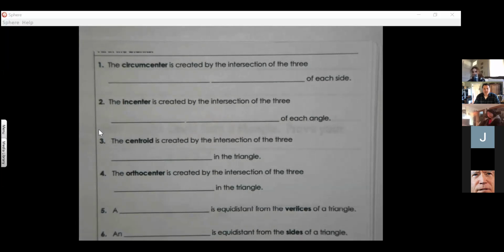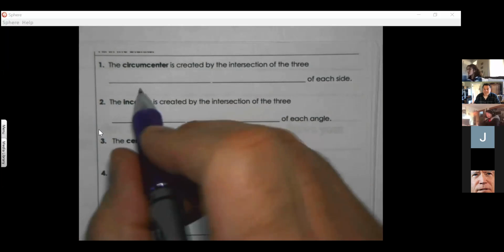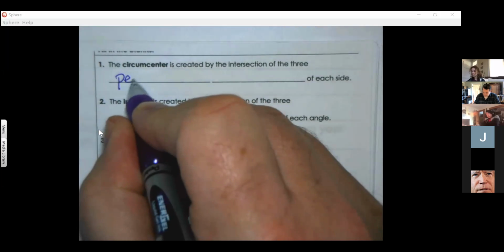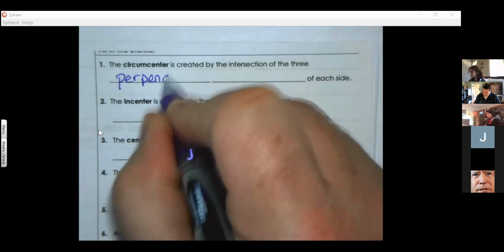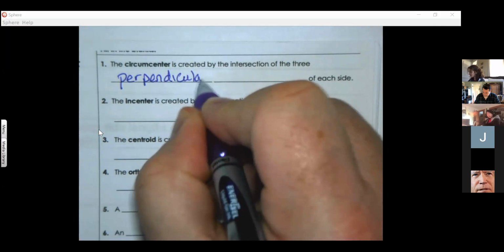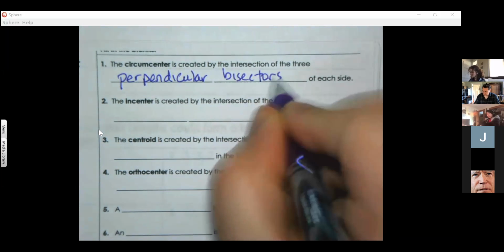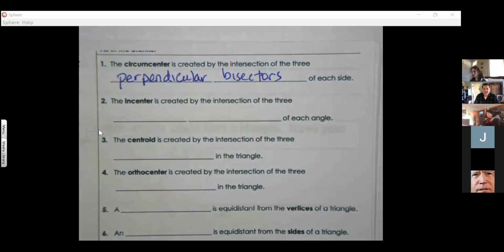The circumcenter is created by the intersection of 3 whats? Would that be perpendicular bisectors? Yes, it would. Thank you. Okay, Bodhi is now out of it for the rest of the round. Thank you for your answer, Bodhi.